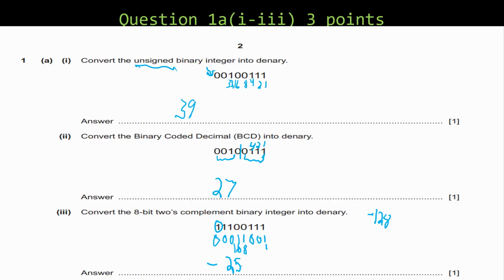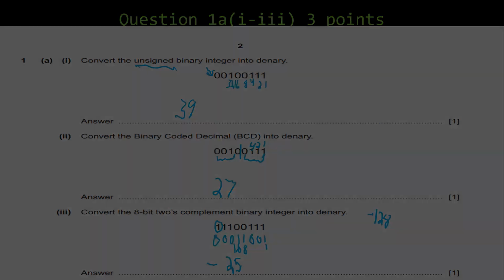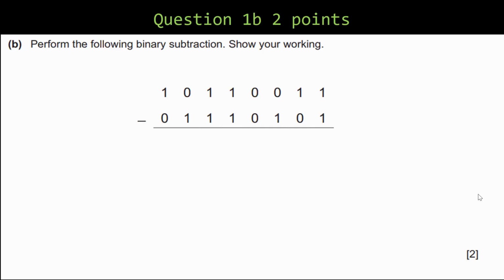Let's get ready and take a look at the next question. This question shows binary arithmetic. They want us to do binary subtraction. Now, if you're looking at the syllabus, you may be saying, well, I saw binary addition. What about this subtraction? What do I do here?